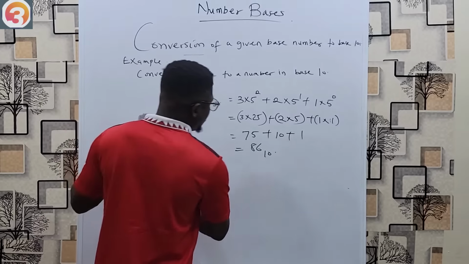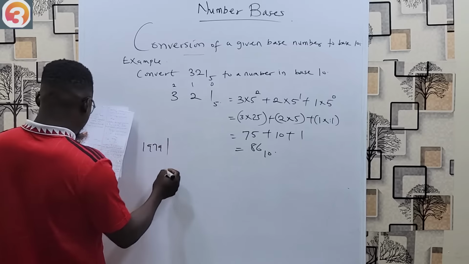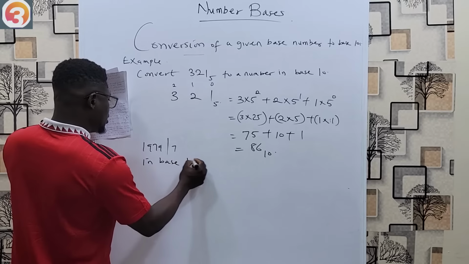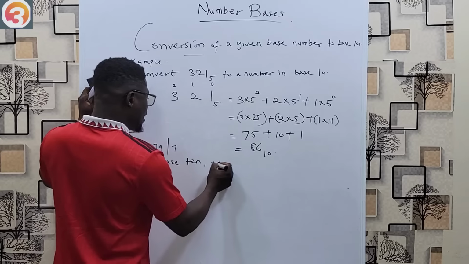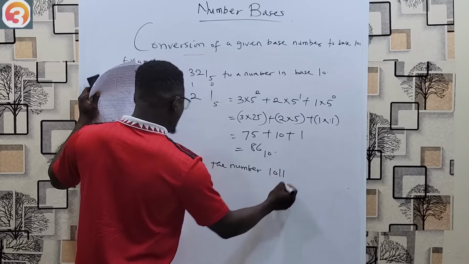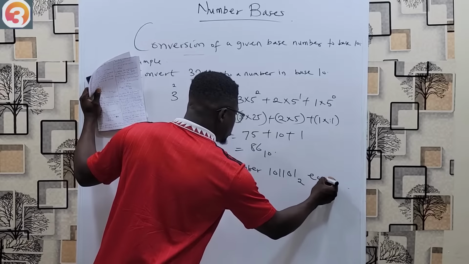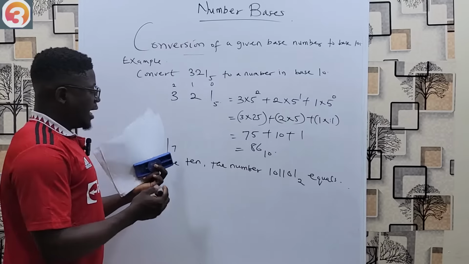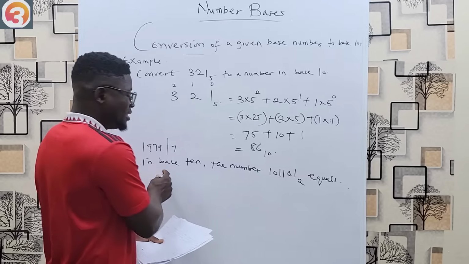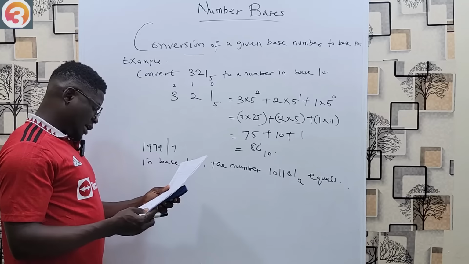This is a 1979 question. Question 7. They said in base 10, the number 101101 base 2 equals. So this number is already in base 2. But we have to convert it to base 10. So in base 10, this number is what? That's what they're asking. Of course, we're given options.